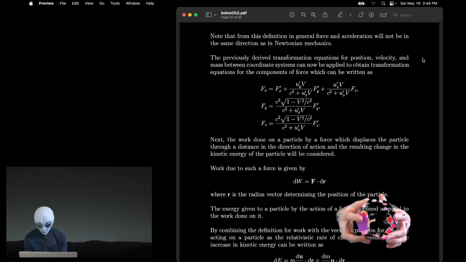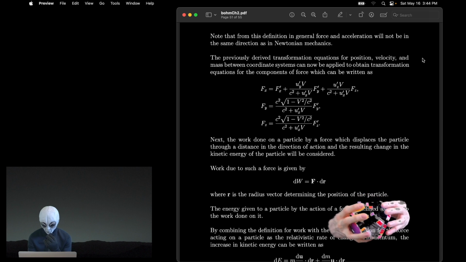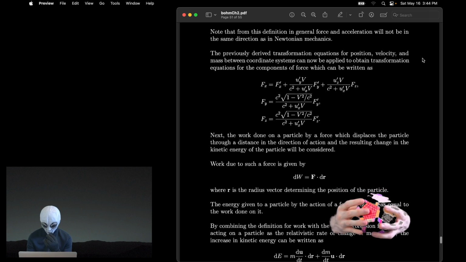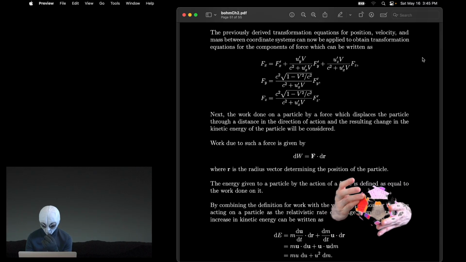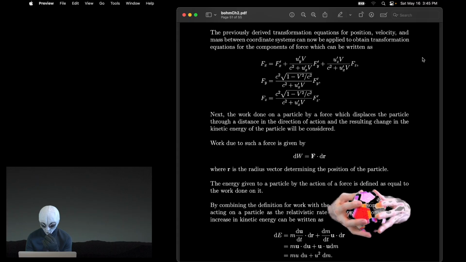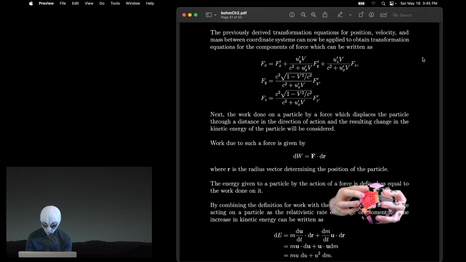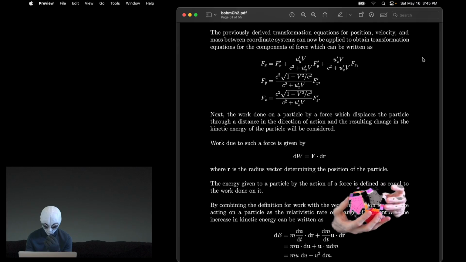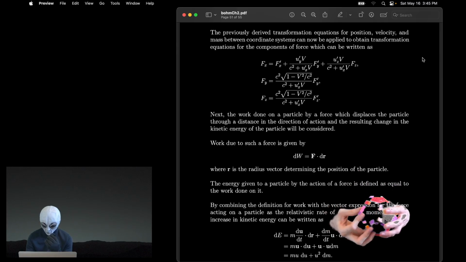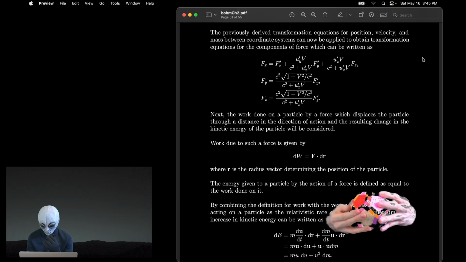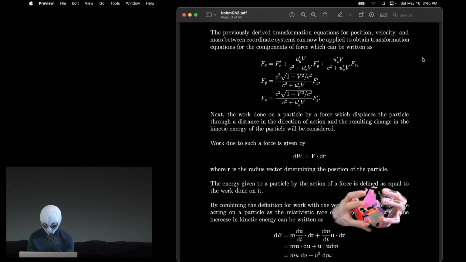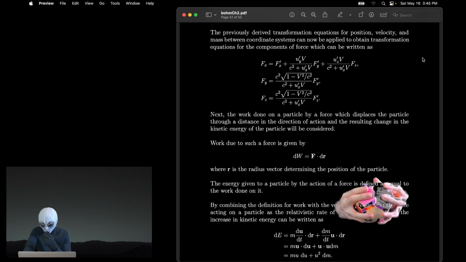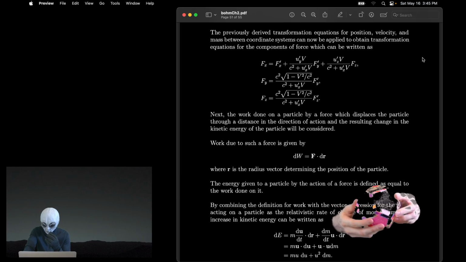mechanics. The previously derived transformation equations for position, velocity, and mass between coordinate systems can now be applied to obtain transformation equations for the components of force, which can be written as F sub x equals F sub x prime plus a fraction with the numerator of u sub y prime times V all over the denominator of the quantity c squared plus u sub x prime times V, times outside the fraction F sub y prime, plus the fraction with the numerator of u sub z prime times V all over the denominator of the quantity c squared plus u sub x prime times V, times outside the fraction F sub z.